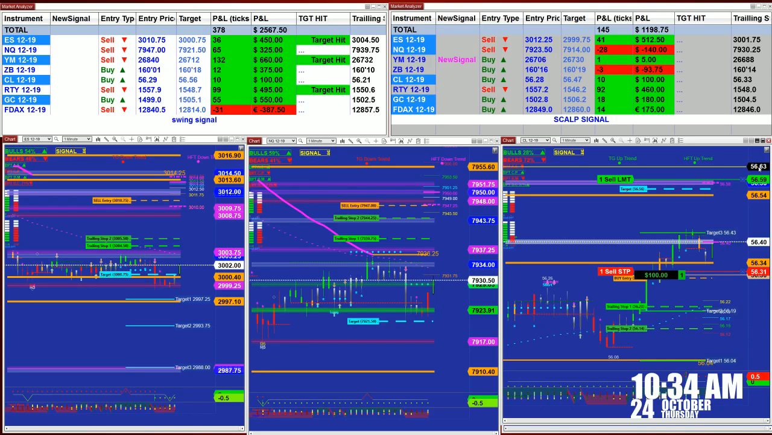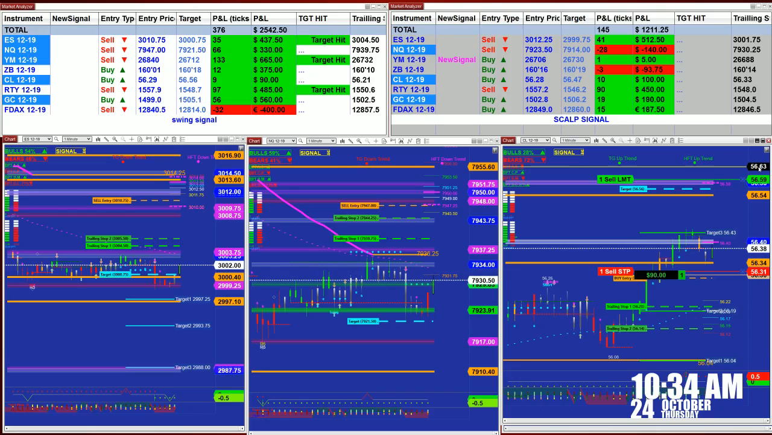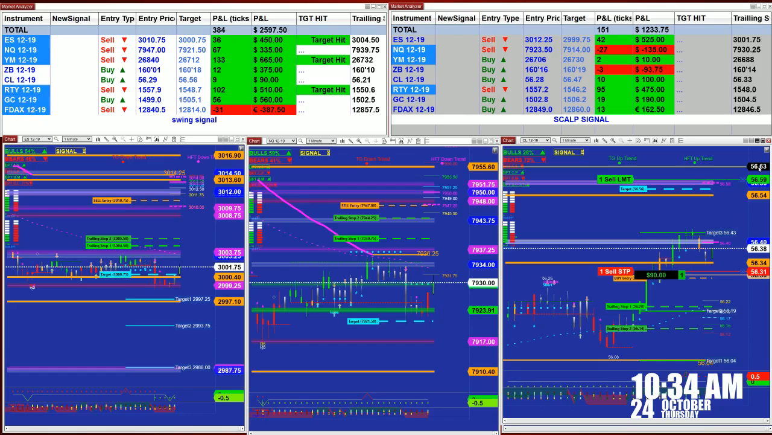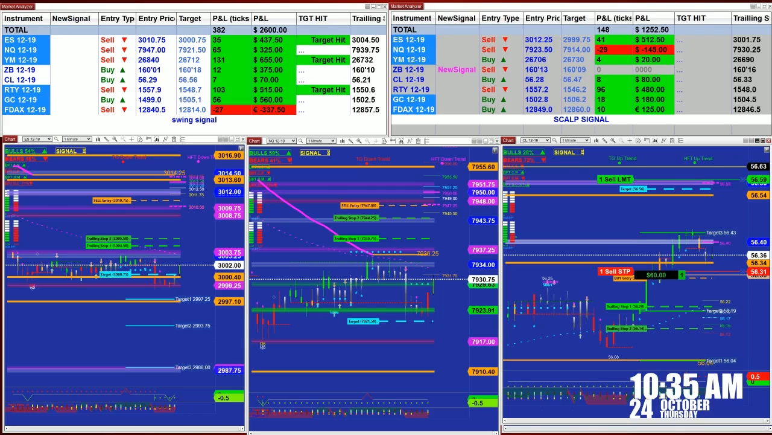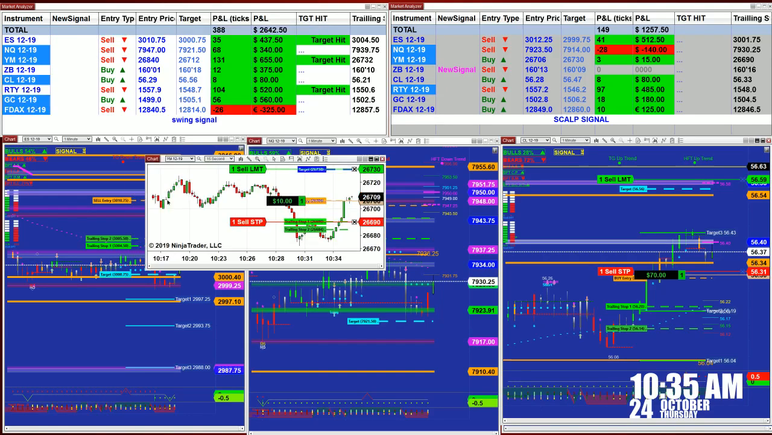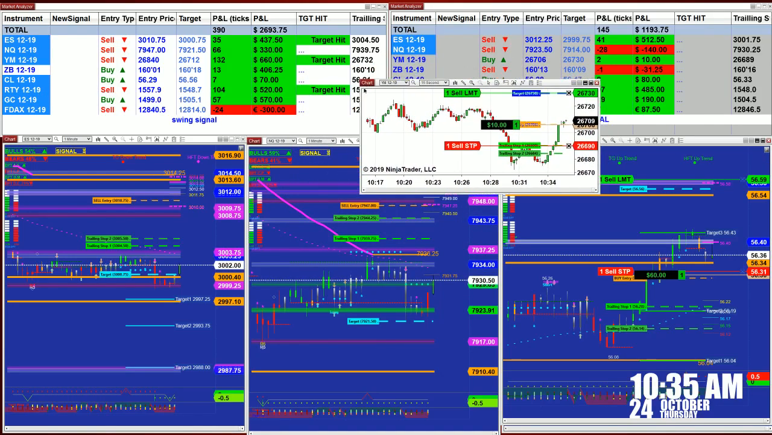We're about to have a new signal on the YM on the scalping, and we're about to have a new signal on the NASDAQ scalping, and we're about to have a new signal on the ES scalping long. It's a matter of seconds. You should have the NASDAQ and ES scalping. This is the signal for the YM scalping.